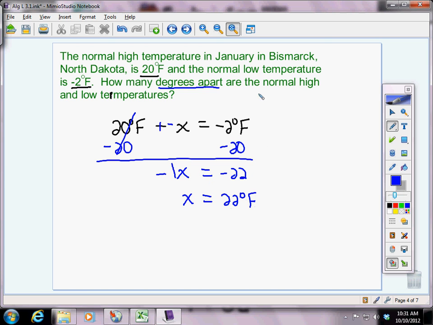Always refer back to the original question. How many degrees apart are the normal high and normal low temperatures? They're 22 degrees apart. It's not asking us, did it fall, did it go up 22 degrees? It just wants to know how many degrees apart they are, and that's 22. So when you finish a problem, a real life problem, make sure your answer makes sense.